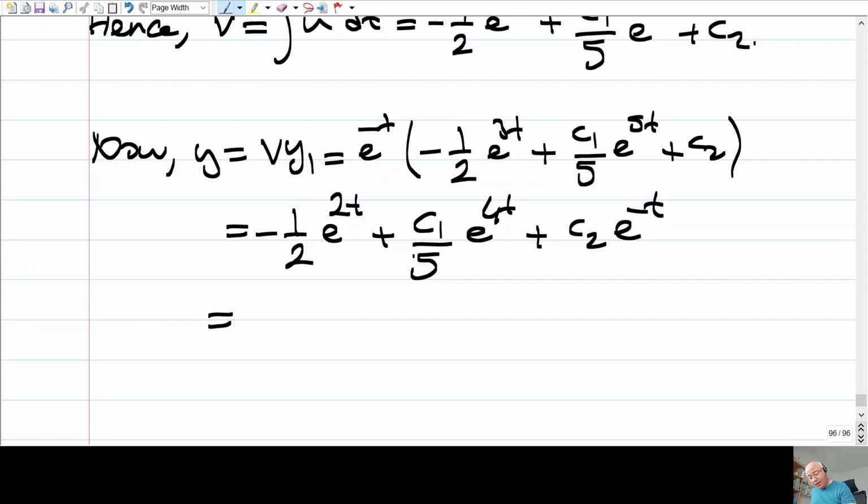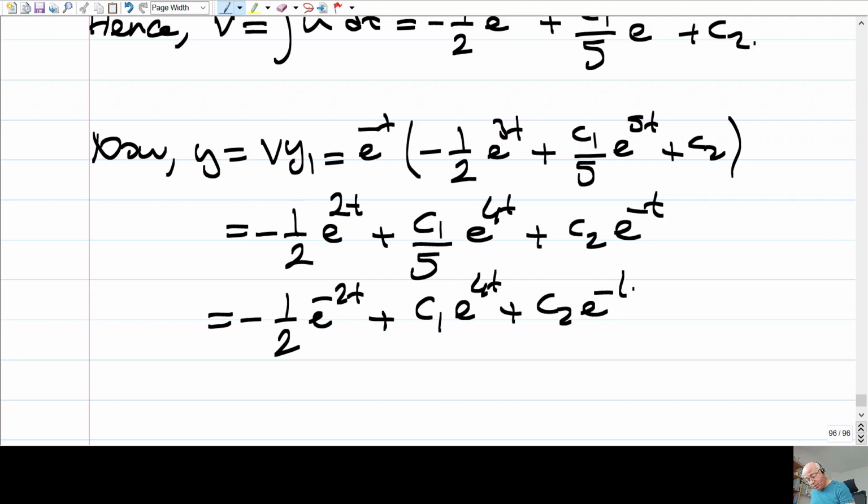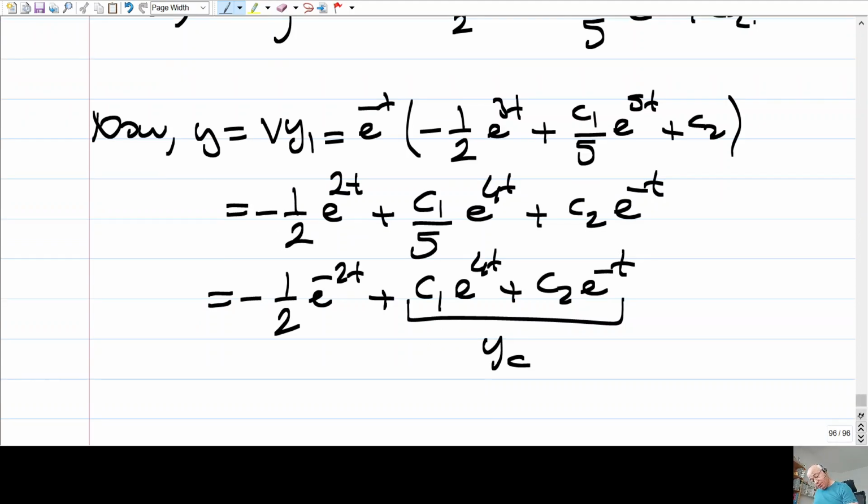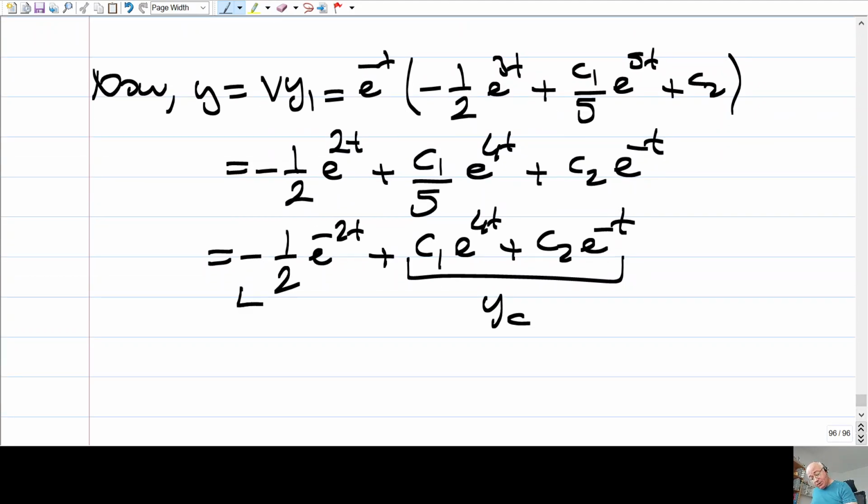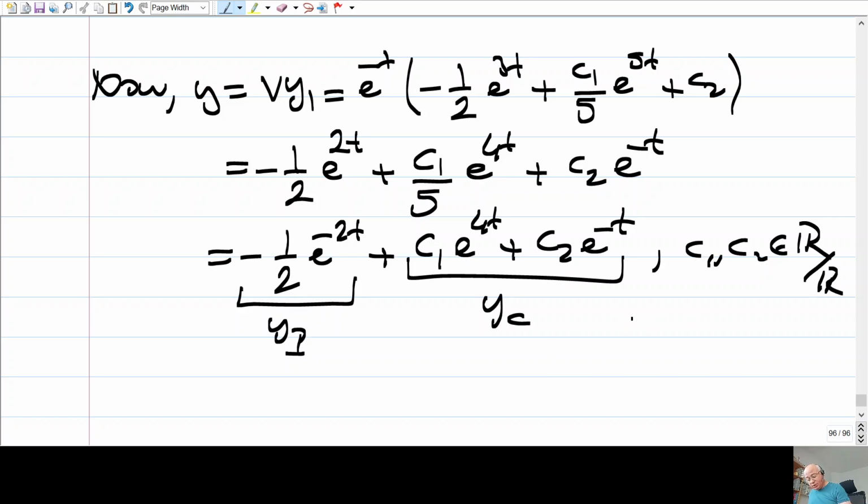Well, since c1 and c2 are arbitrary constants, I can just write it this way. This is just another arbitrary constant. And you see that this is nothing but our complementary solution, right? And what is this gadget? This has to be our particular solution. And this method gave us the general solution already, okay? So here c1 and c2 are just real numbers or complex numbers. So this is the general solution.